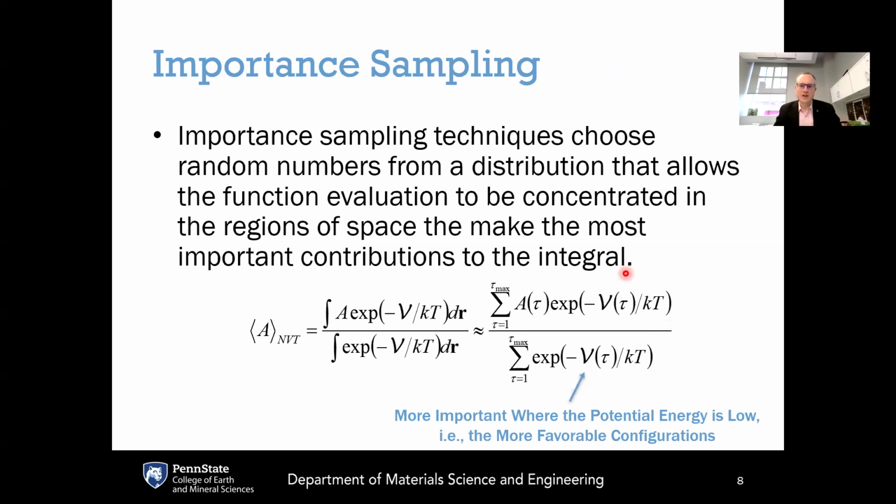The way this is done is using an approach called importance sampling. Importance sampling techniques choose random numbers from a distribution that allows the function evaluation to be concentrated in the regions of space that make the most important contributions to the integral. With statistical mechanics, the most important contributions to this integral are in the regions where the system has a lower potential energy. So what we want to do with our Monte Carlo sampling of the system is to bias it towards those regions which have lower potential energy, since those are the more favorable, i.e. the more probable configurations of the system.